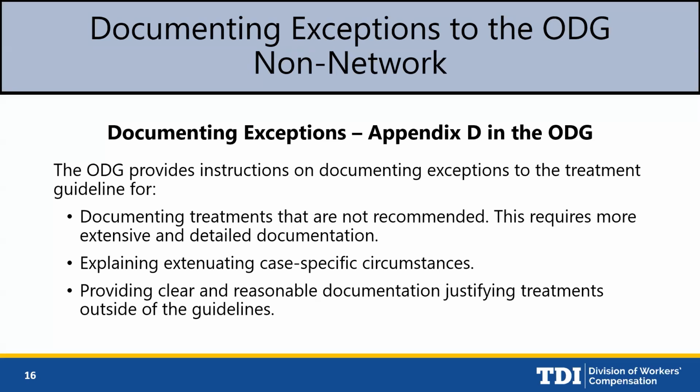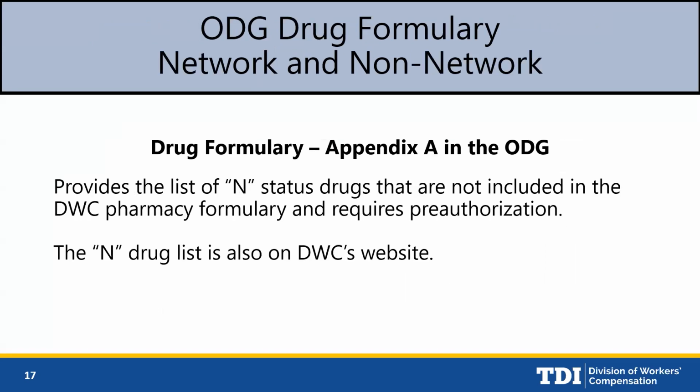So the Division of Workers' Compensation has adopted a guideline. It is just that, a guideline. You can document beyond what ODG recommends and justify that through the pre-authorization process. Also, another appendix in the ODG is the pharmacy formulary, the N status drugs, if you will. These are drugs that if you are going to prescribe them and they are listed as an N status drug, you need to get pre-authorization. N, I say, stands for needs pre-authorization. I think for ODG, it means not first line, but N for y'all, for practical purposes, it needs pre-authorization.